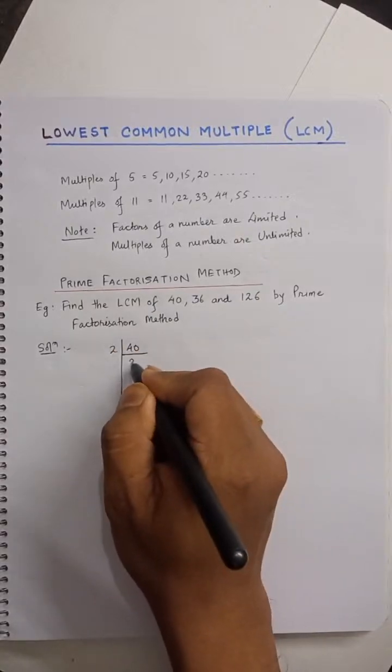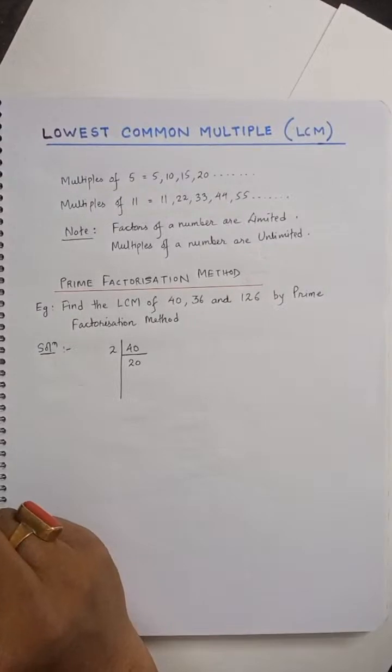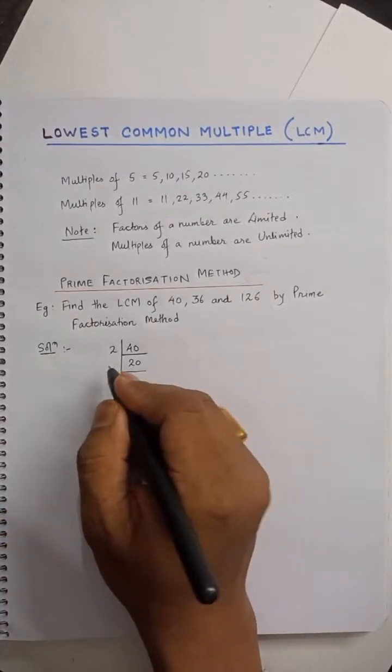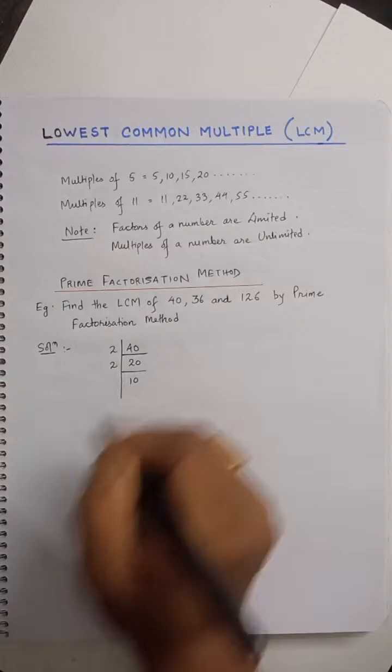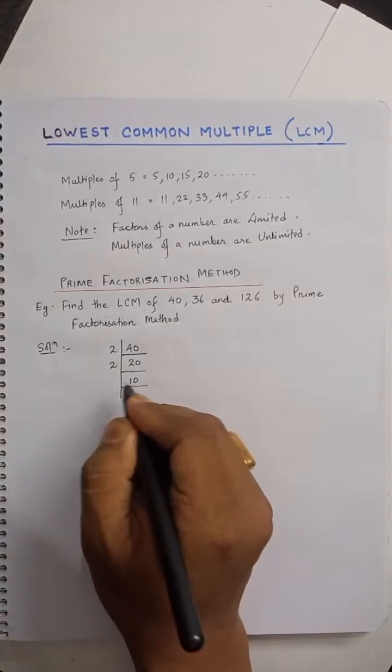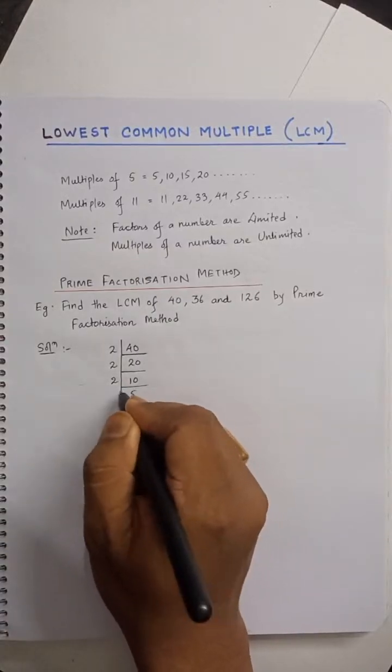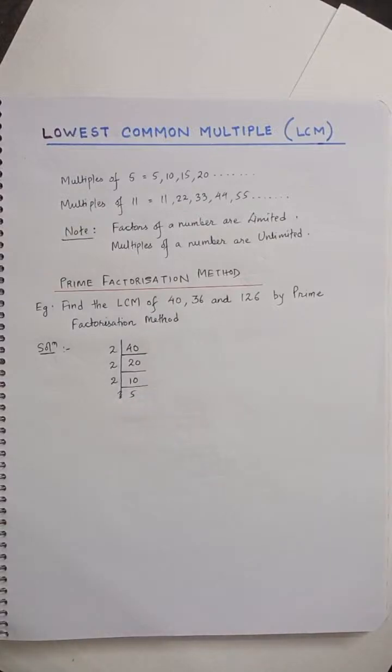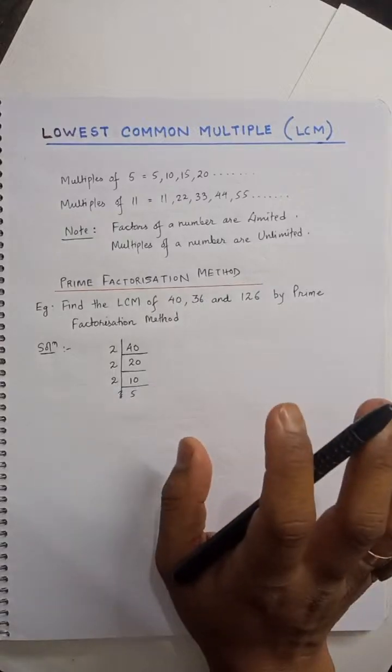40 divided by 2 is how much? 20. Then what is 20 divided by 2? 20 divided by 2 is 10. What is 10 divided by 2? 5. Okay, and 5 is a prime number, so 5 is divided by 5. So we will keep it in this way.